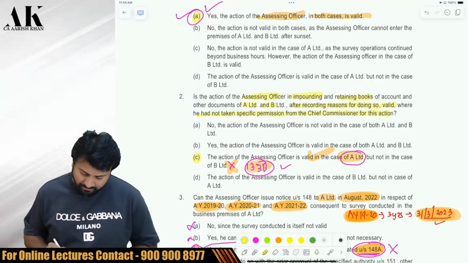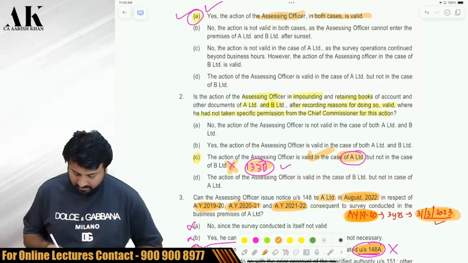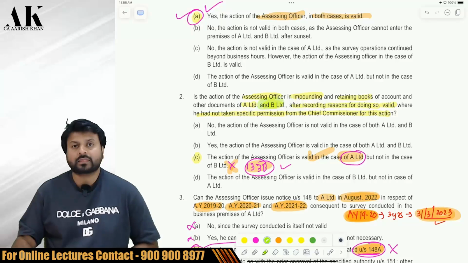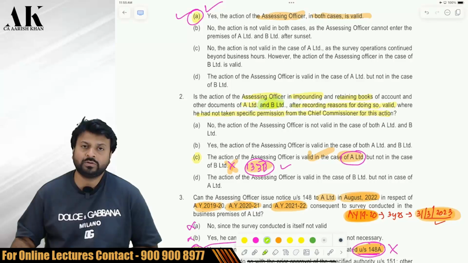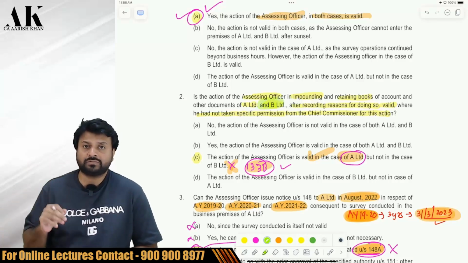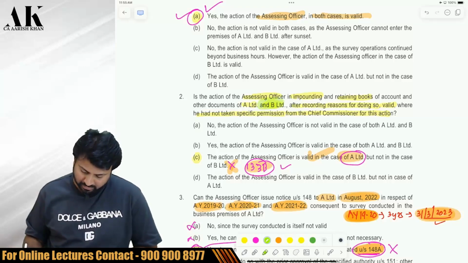But in case of B Limited, in whose case collection of information is happening, you do not have the power to collect books of accounts. You only have the power to collect information. Now if you want to collect books of accounts along with that, if you want to impound books of accounts, you should obtain an approval from Chief Commissioner, which you have not taken, therefore you cannot do.